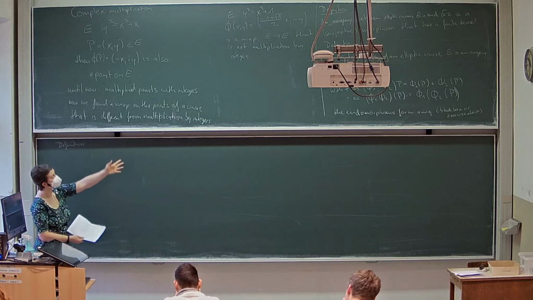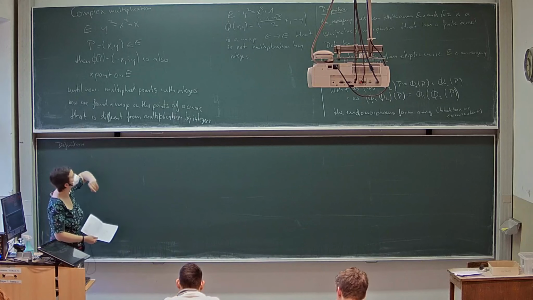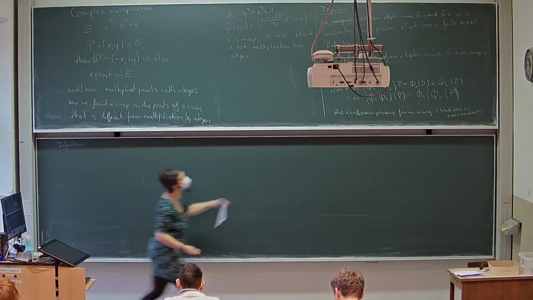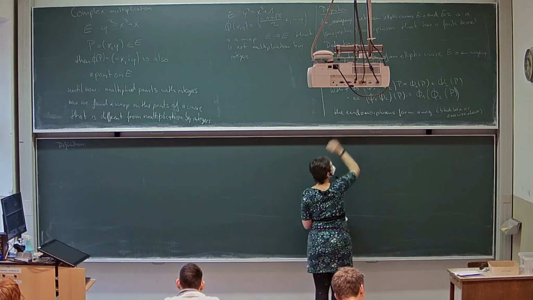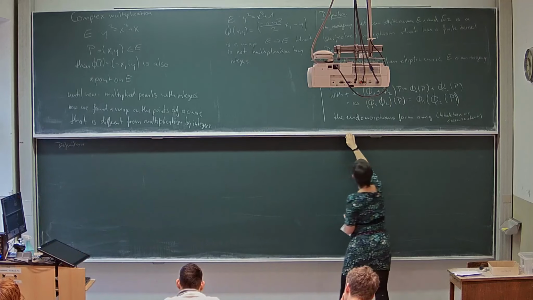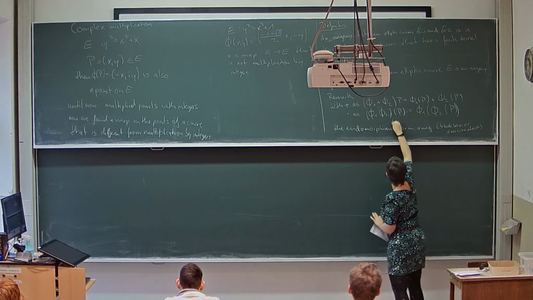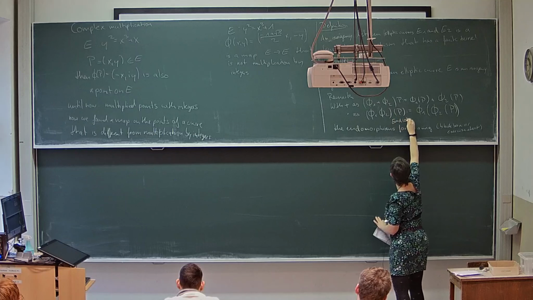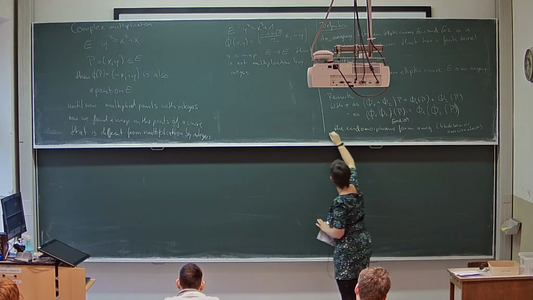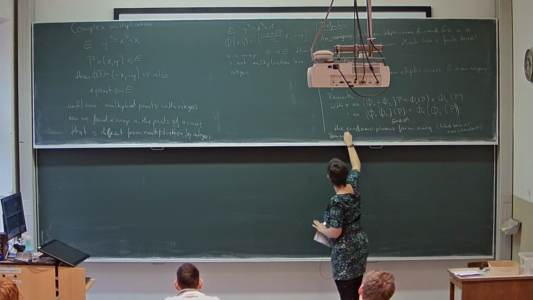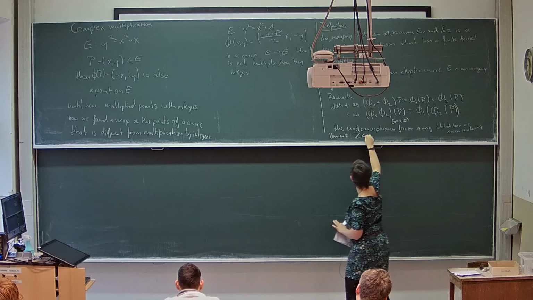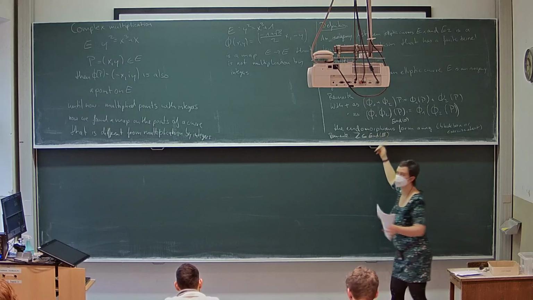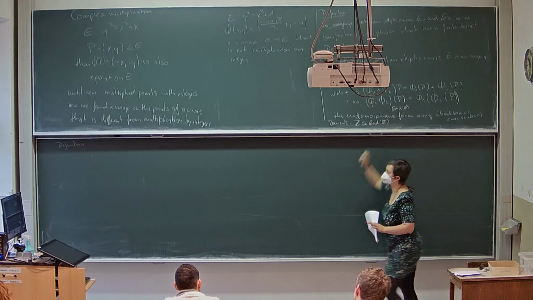From the definition and the remarks here, we see that the integers are always a subset of the endomorphism ring. We write it like this: the endomorphism ring of E, and the integers are always a subset, because we can just multiply by integers. Yeah?